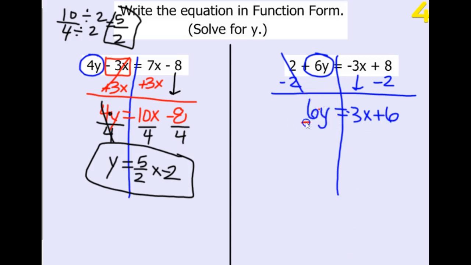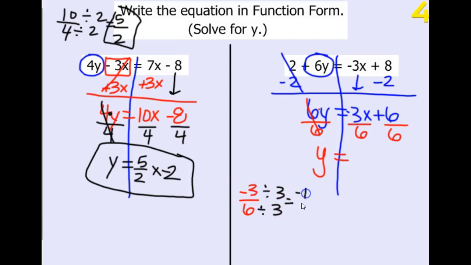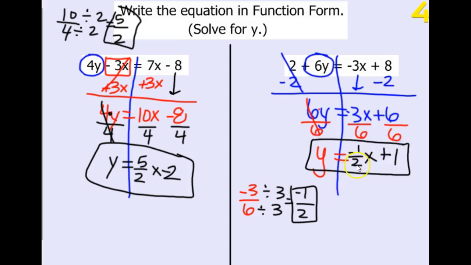Last, the opposite of multiply by 6 is divide by 6. So we have y equals, here we have negative 3 over 6. We can simplify that. Divide by 3 would give us a negative 1 over 2. So negative 1/2 x. And then plus 6 over 6 is just 1. Again, all I did was simplify my fraction. It doesn't matter if the x is on the top or next to the fraction.